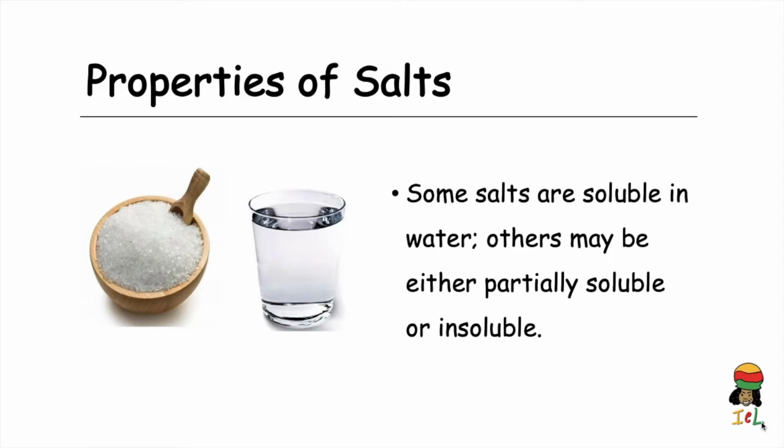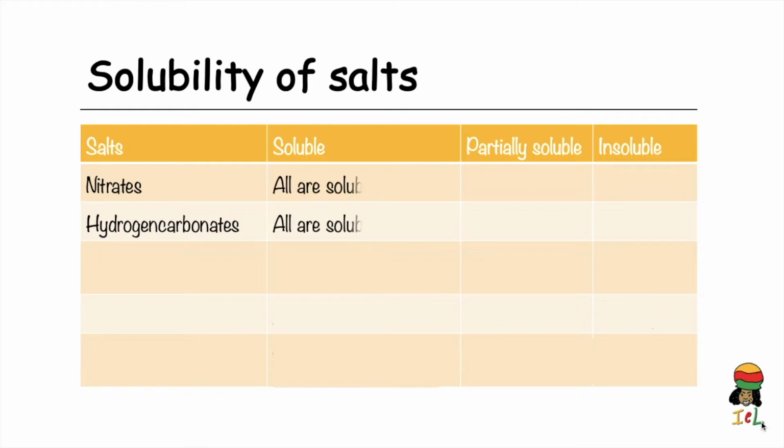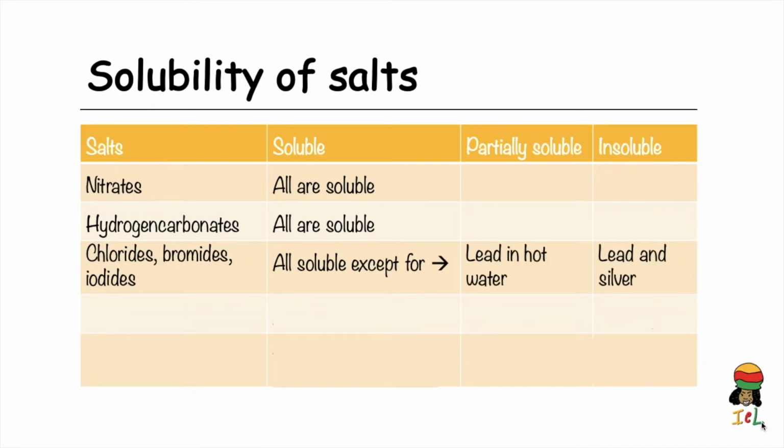Well, there are other salts that are either partially soluble or insoluble in water. Here is a table that summarizes the solubility of the salts relevant to the course we are doing. Nitrates and hydrogen carbonates are all soluble in water. Chlorides, bromides, and iodides are all soluble except for lead and silver. However, the lead chloride, bromide, or iodide tends to be partially soluble in hot water.